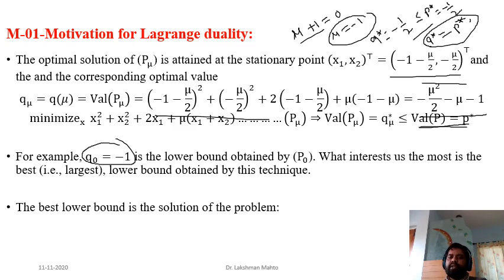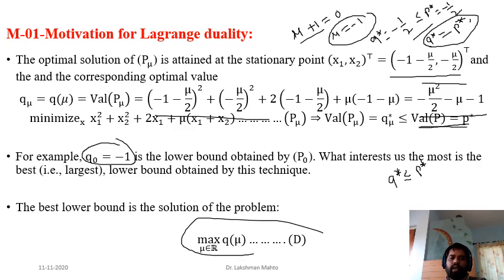Otherwise, in general, the optimal value of the dual problem is always less than the optimal value of the primal problem. If there is strong duality, then equality will come. You can see here the dual problem: you are optimizing a dual function in terms of the multiplier. This always gives a lower bound for the primal problem. So duality is one way to find a lower bound of the given optimization problem.